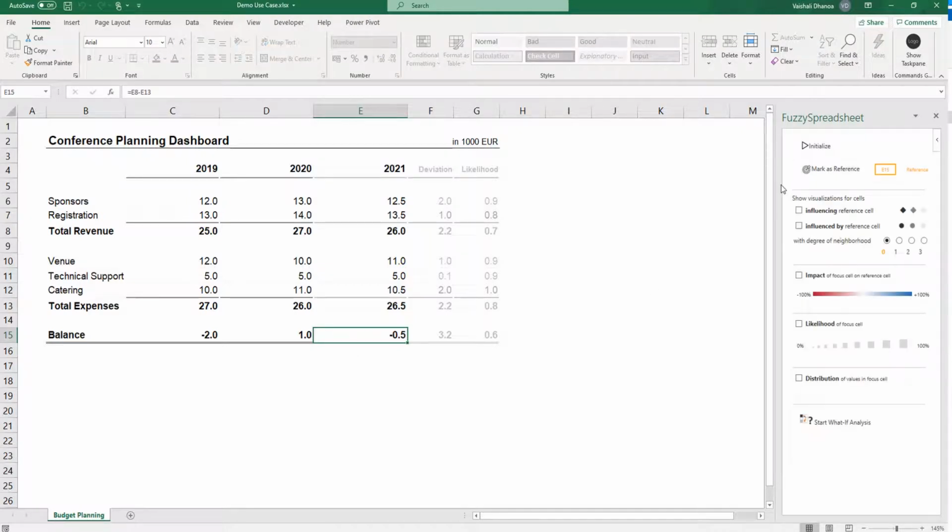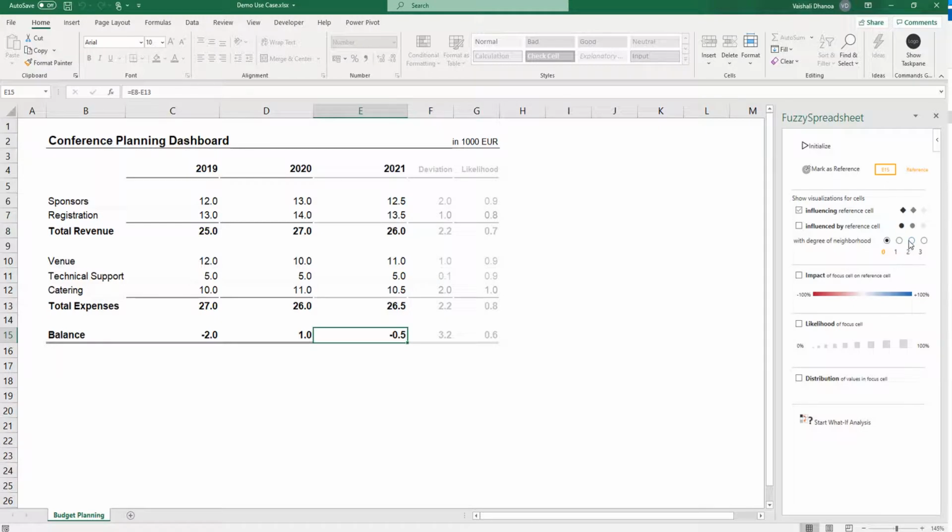We now get the full overview of all available in-cell encodings. At the top, we can distinguish between cells that influence our reference cell and cells that are influenced by our reference cell. We first investigate which cells influence the reference cell. We further can set the degree of neighborhood for which we want to display visualizations.